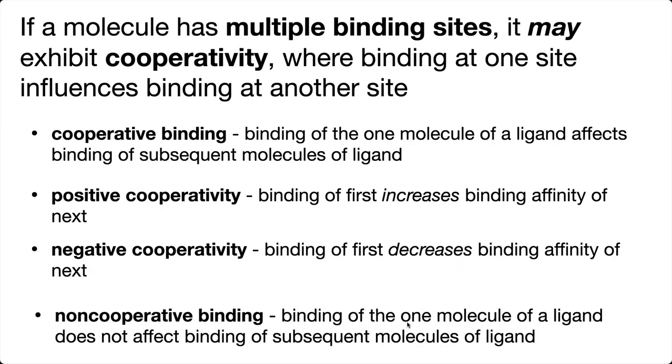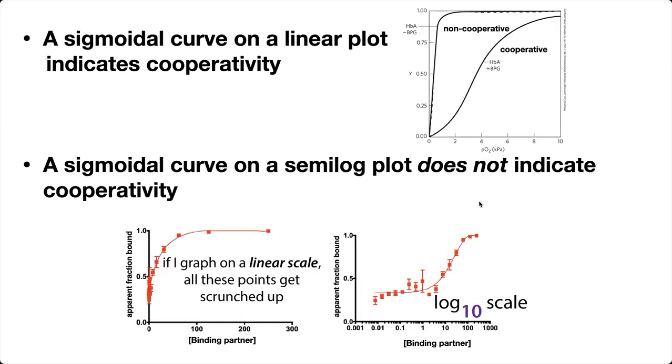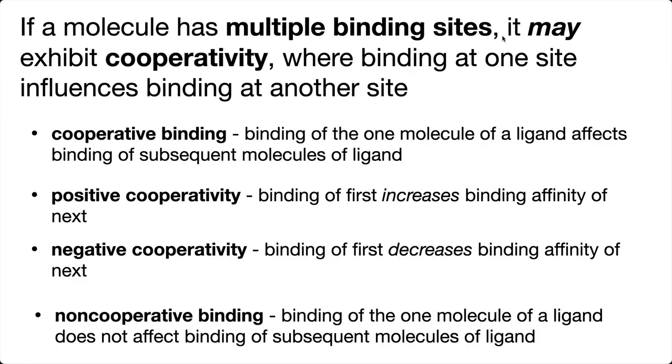But if you have multiple sites, then it gets confusing. And you need to make sure you're looking at a linear scale if you want to easily see, based on the graph, whether or not it's cooperative. And so cooperativity is where binding at one site affects the binding at another site. So you have to have multiple sites, and the binding of the thing at one of the sites influences the binding of the things at another site.